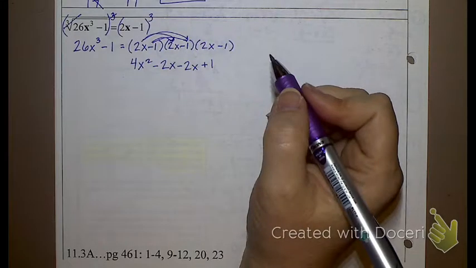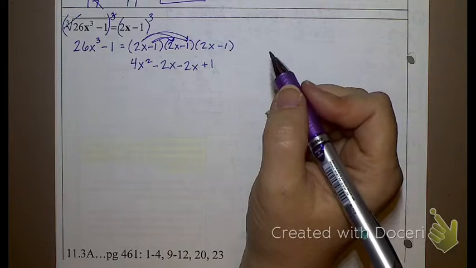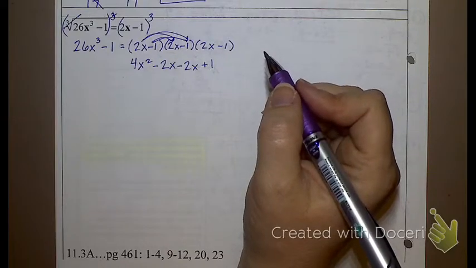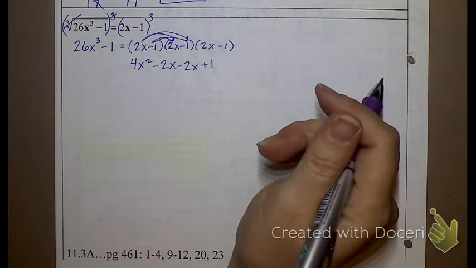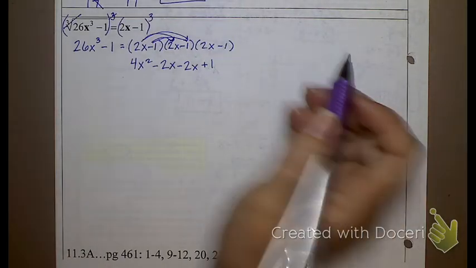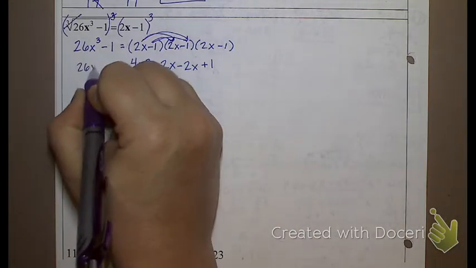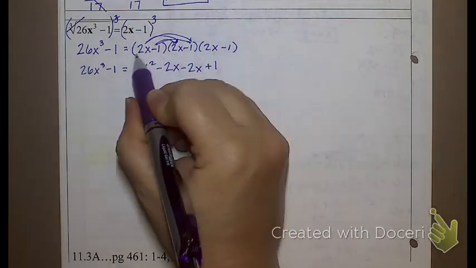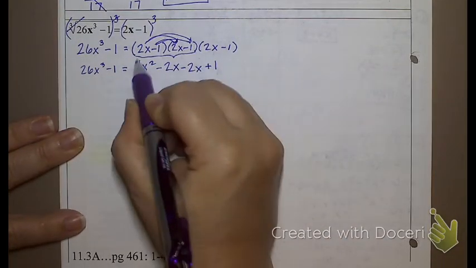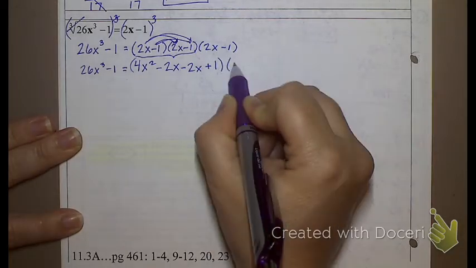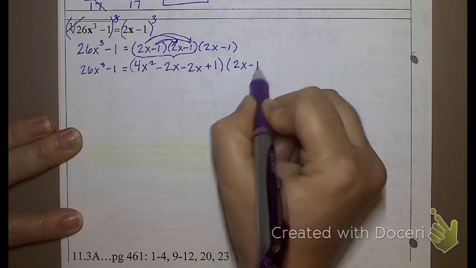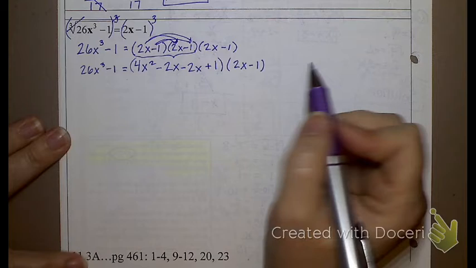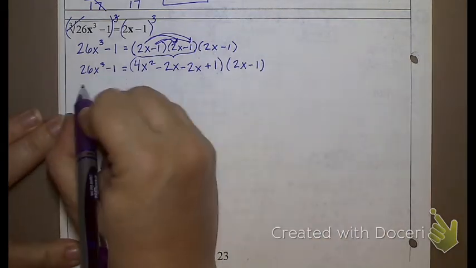By all means, if you want to use the box method, use the box method. Okay? I happen to be more comfortable with doing it this way. So let's see. I still have 26x to the third minus 1. Haven't touched that yet. And this was only 2 of the 3 parentheses. So once I simplify that, I still need to multiply it by another 2x minus 1. Now I don't want to multiply it yet because, why?